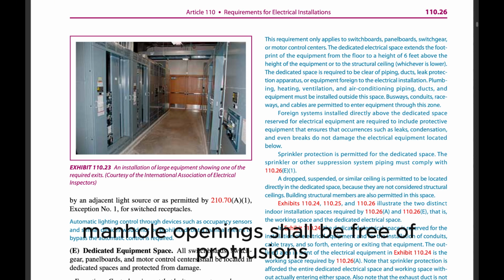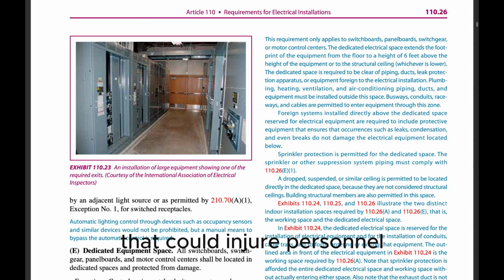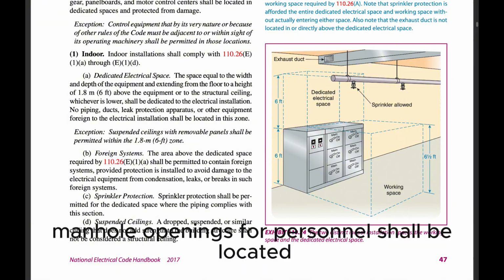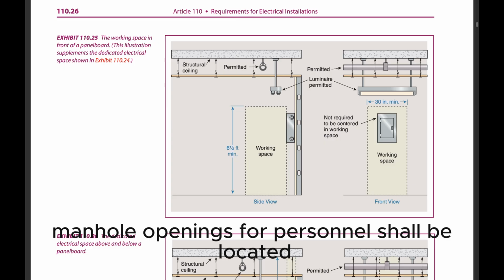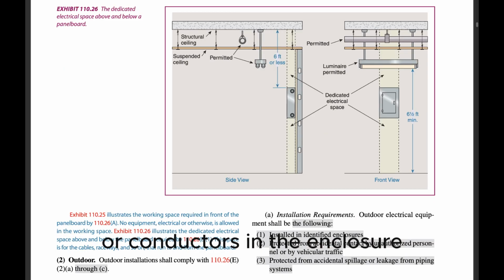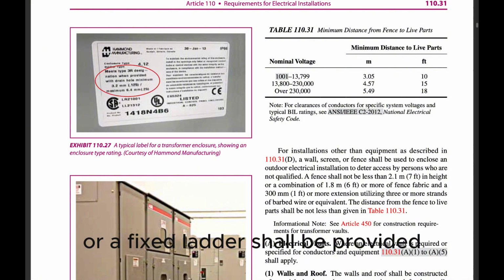Obstructions. Manhole openings shall be free of protrusions that could injure personnel or prevent ready egress. C. Location. Manhole openings for personnel shall be located where they are not directly above electrical equipment or conductors in the enclosure. Where this is not practicable, either a protective barrier or a fixed ladder shall be provided.